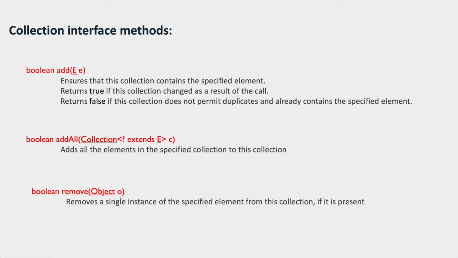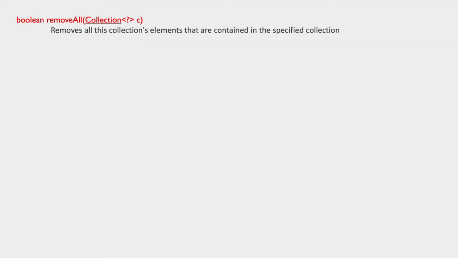If you want to remove an object from the collection object, we will use the remove method. So, boolean remove of Object. By using this remove method, we can remove the object from the collection if it is present. Next is the removeAll method.